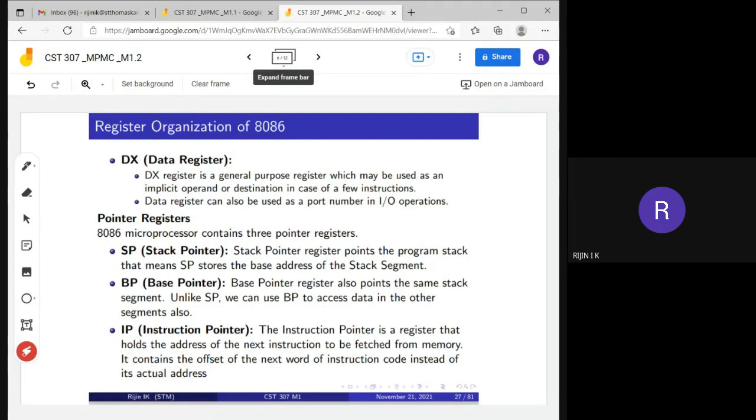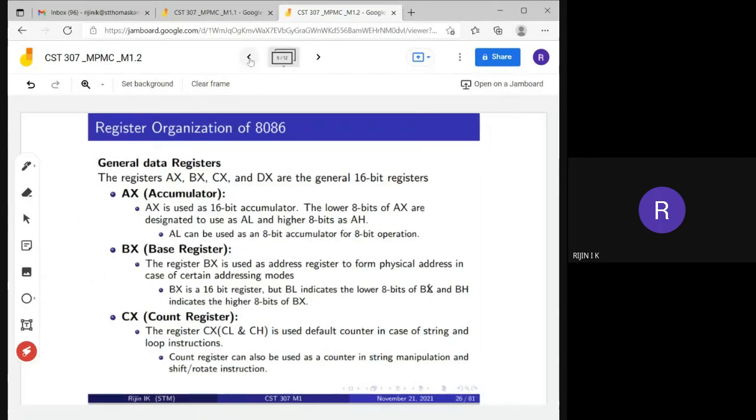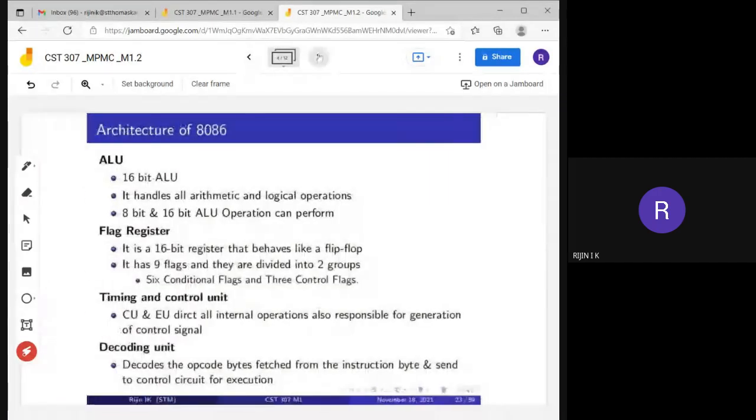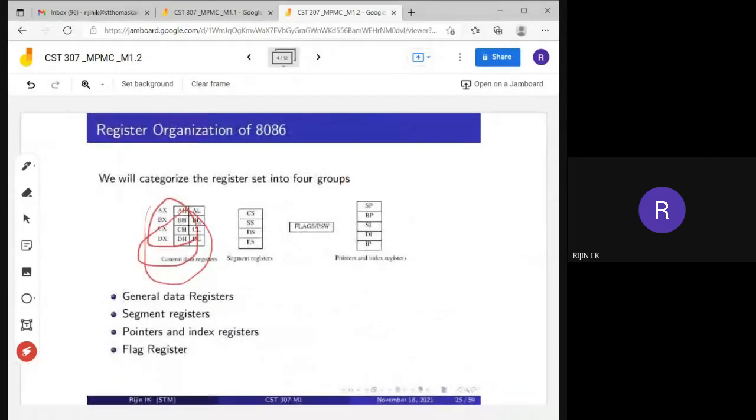So these are the different general purpose registers in the 8086 microprocessor: AX, the accumulator; BX, the base register; CX, the count register; and DX, the data register. So the first category is over.